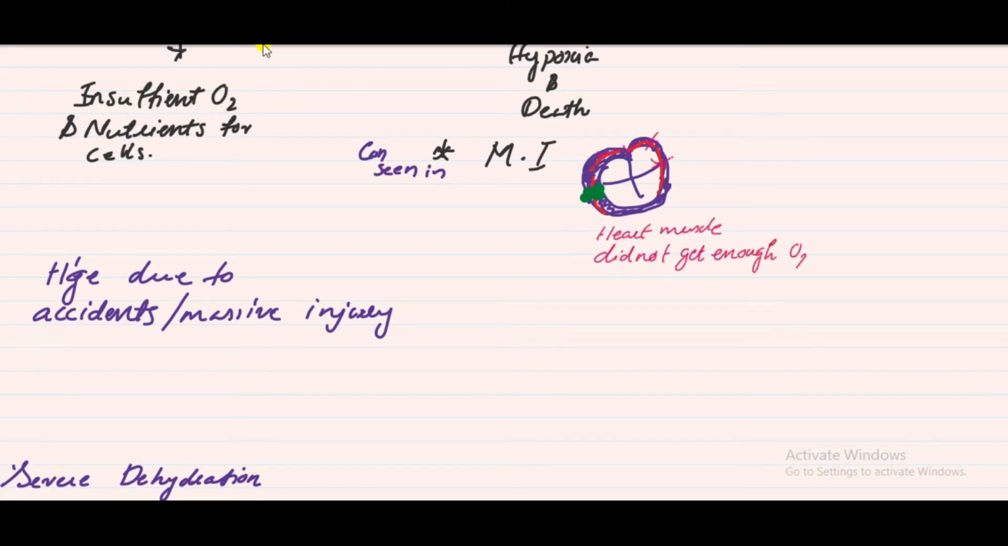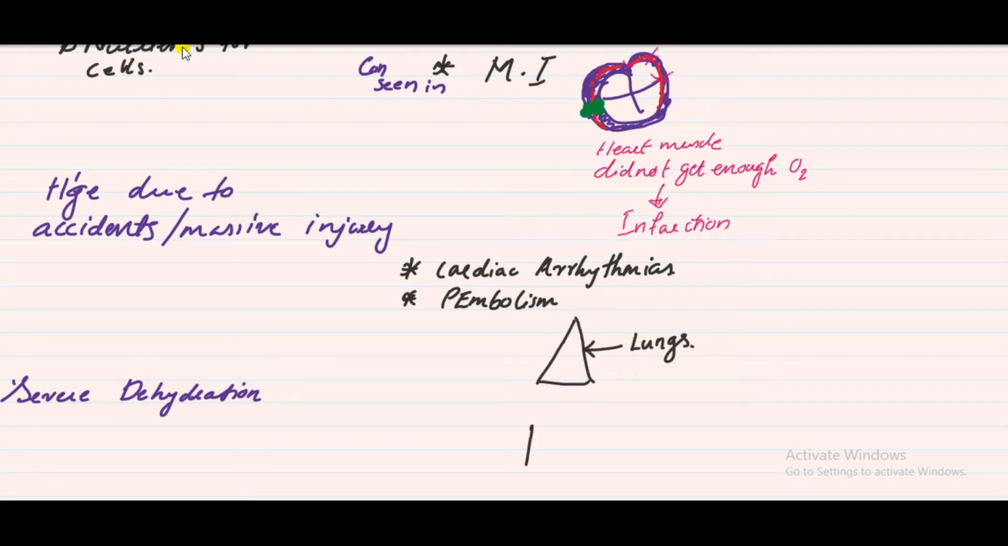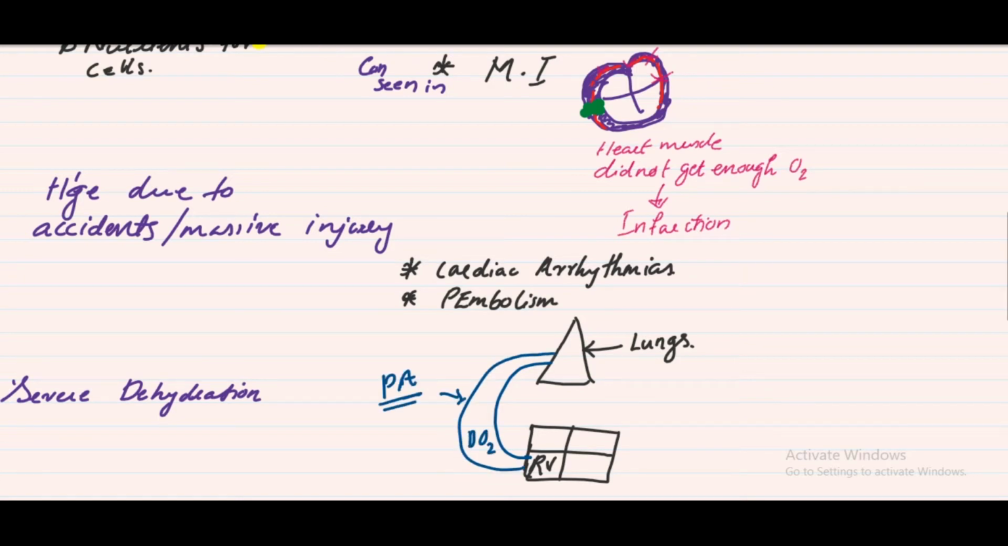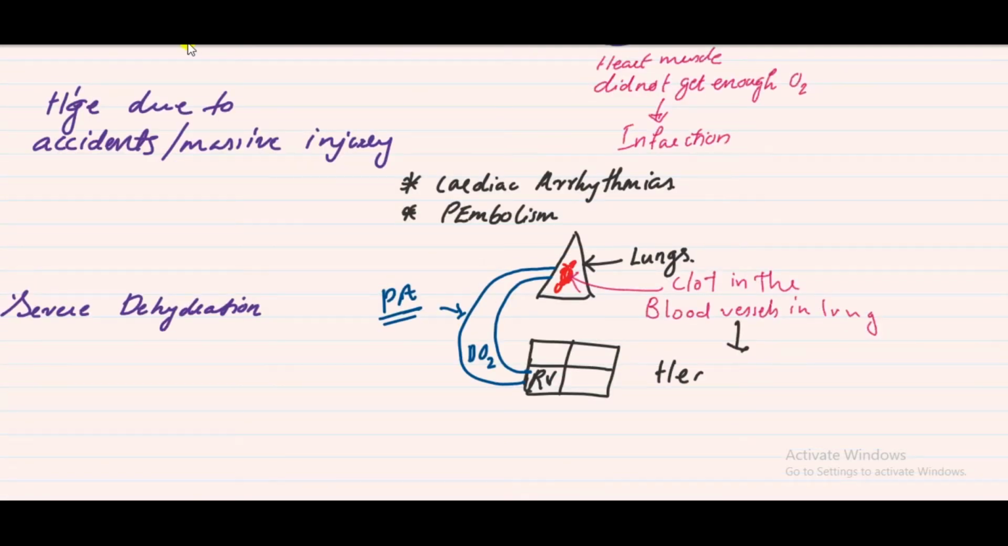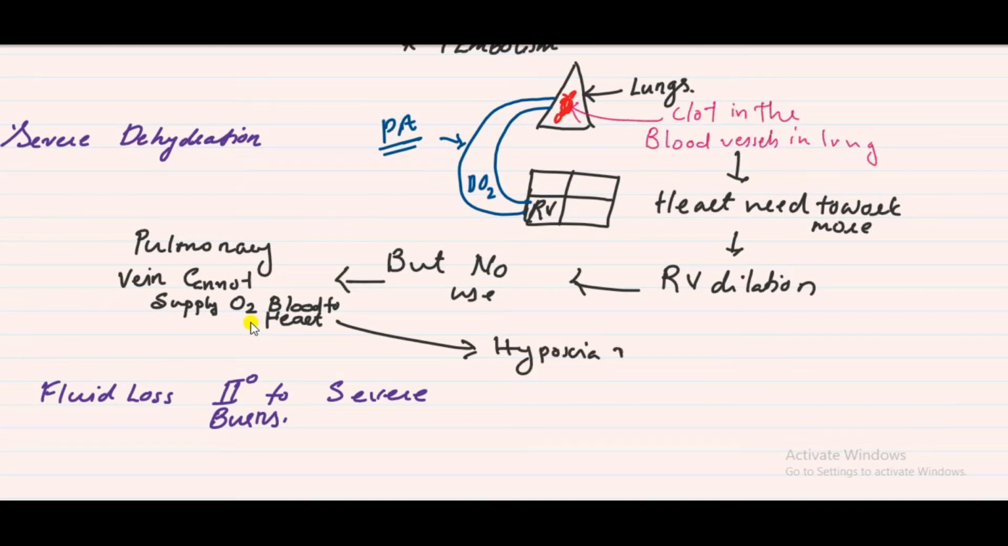Heart muscle does not get enough oxygen and it leads to infarction because clots are present in coronary arteries. We can see decrease in cardiac output also in cardiac arrhythmias, and in pulmonary embolism, where any emboli, for example a clot, can cause right ventricular dilation. So the heart needs to do more work, but no use. The pulmonary vein cannot supply oxygenated blood to the heart. It leads to hypoxemia and death.